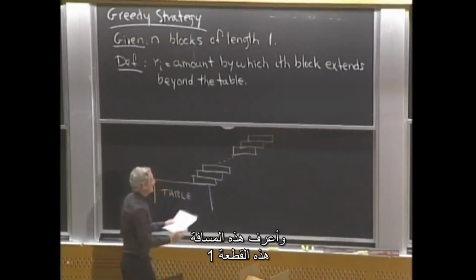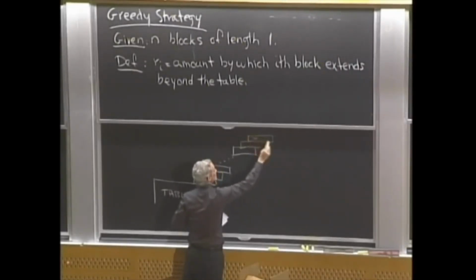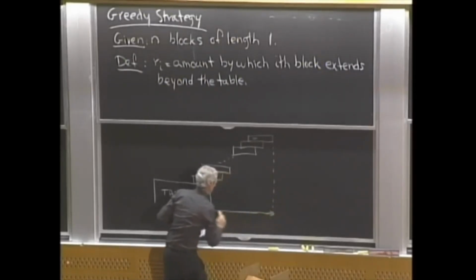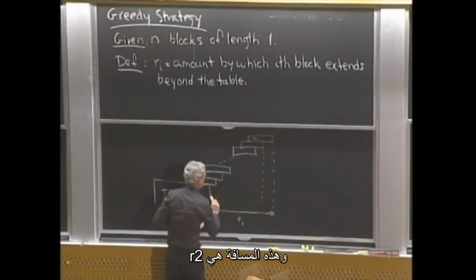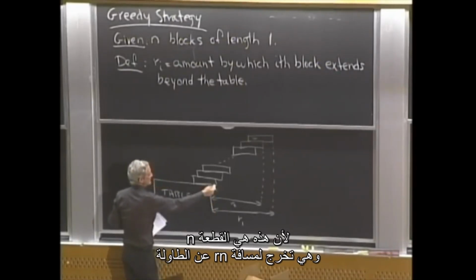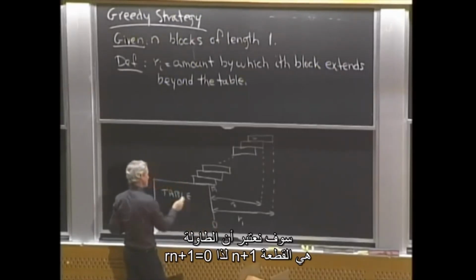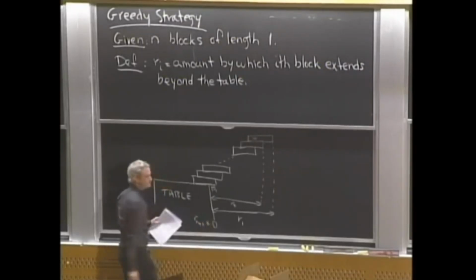All right, so I'm defining this distance. This is block 1. This distance here is R1. This distance is R2. This one is R3, and so forth until you get down to here. This is Rn, because this is the nth block, and it extends out Rn from the table. And this is 0 here, which in the table we'll consider the table to be the n plus first block, so R(n+1) is 0.